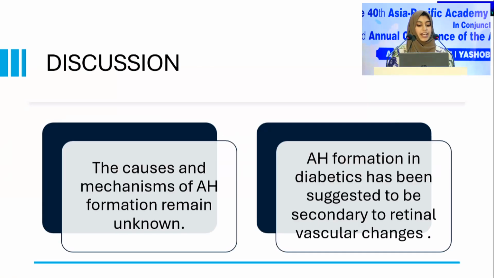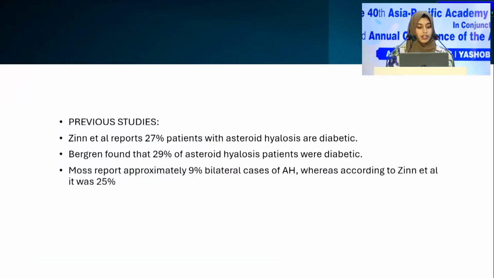So the causes and mechanisms of asteroid hyalosis remain unknown. In our study, we noted that it was mostly seen in males. It was mostly a bilateral condition, and most of the patients that we had noted were diabetic.